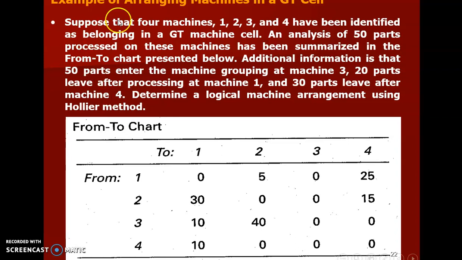This is data taken from a route sheet. From this route sheet, we are going to form a matrix, that is, the from-to chart. For example, take machine number 1. From machine number 1, 5 parts are transferred to machine number 2. From machine number 2, 30 parts are transferred to machine number 1 and 15 parts are transferred to machine number 4. This is the data taken from this route sheet, given here. Once the matrix is formed, we are going to do the from-to summations.